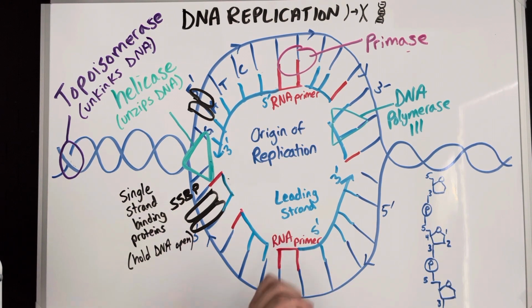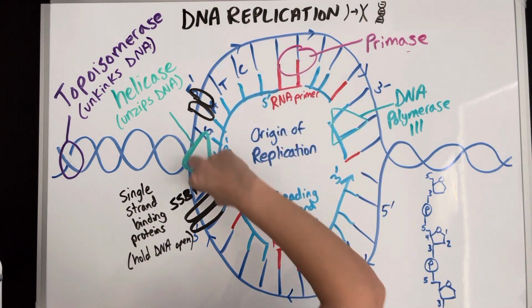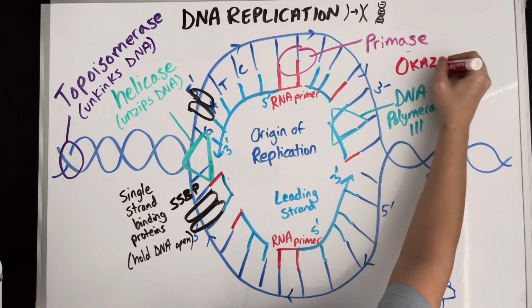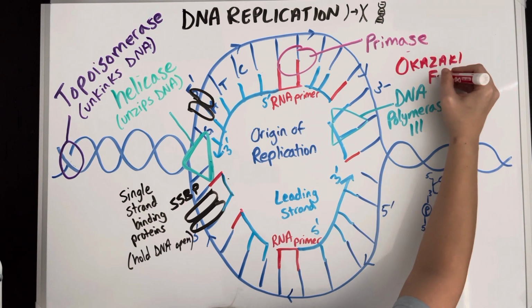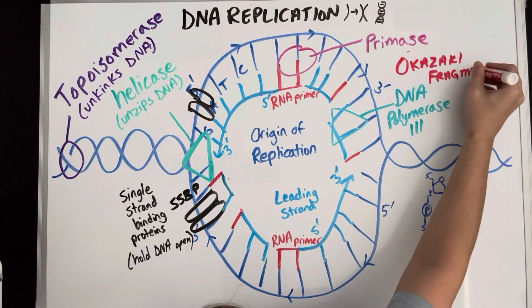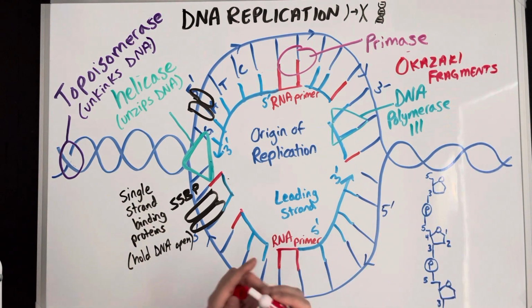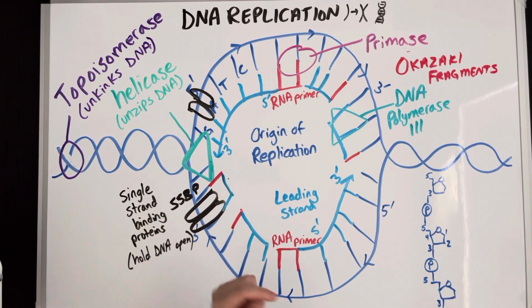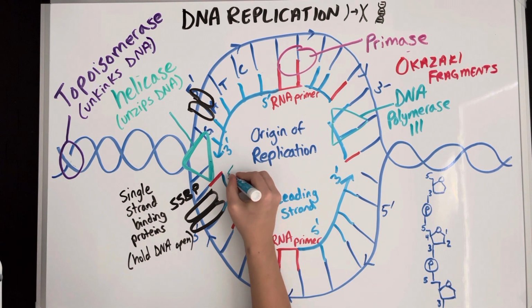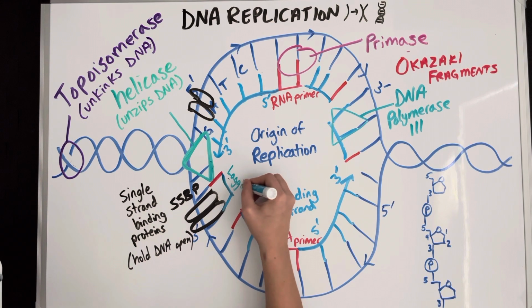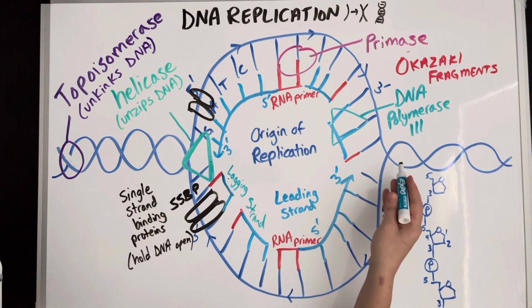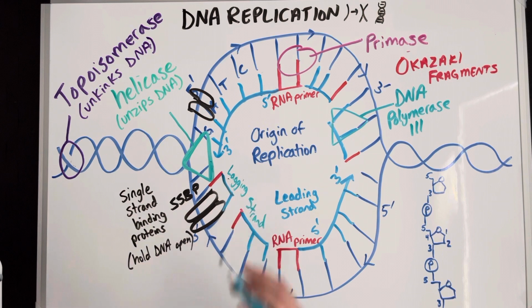And so these little pieces that we're putting down are called Okazaki fragments. Well, I hope that's not cut off on the video. Okazaki fragments. So that's just the little pieces that we're putting down on the opposite strand, whose name is the lagging strand. And that's because it's lagging behind because it can't make a continuous set of DNA. It can only make these little pieces.